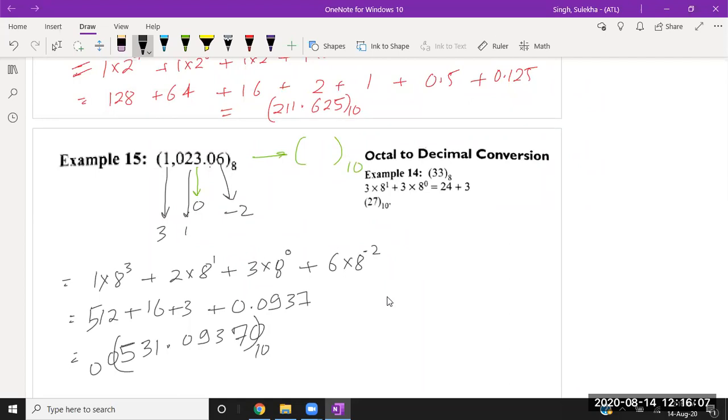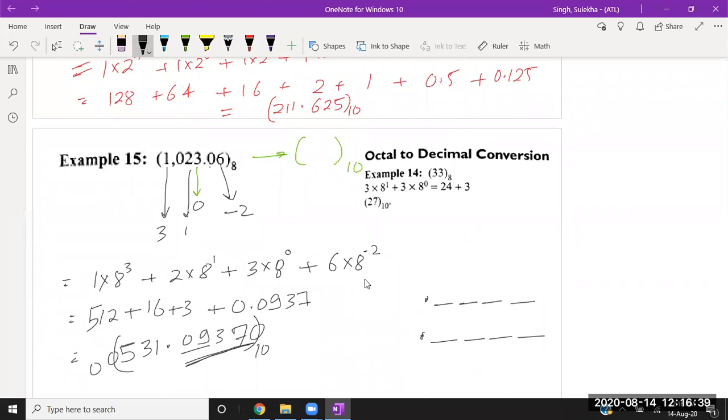Hello, sir. Sir, up to how much decimal do we have to write? Because I've written 0.09. Is that correct? That is correct, but it will be better if you write up to four fractional parts. Okay, sir. Whenever you are writing any fraction part, write up to four fraction digits.